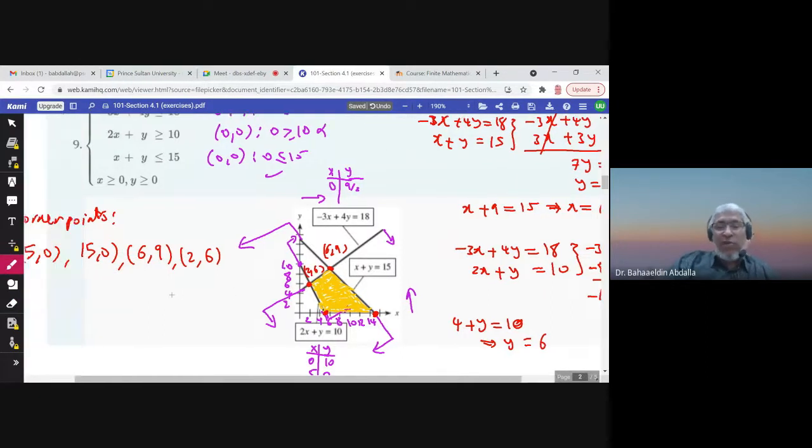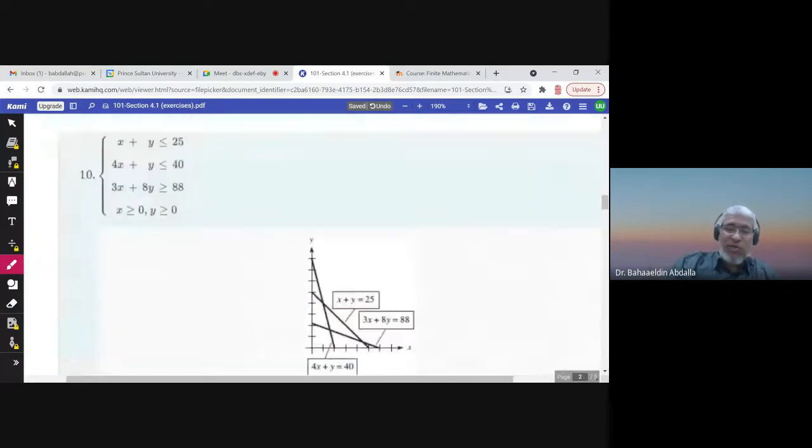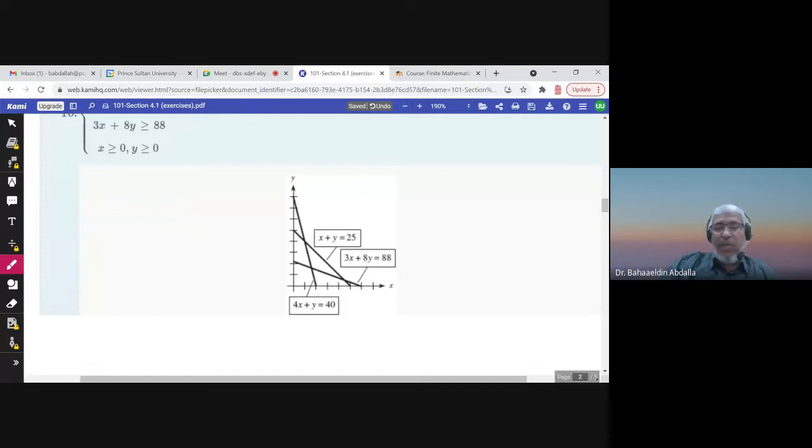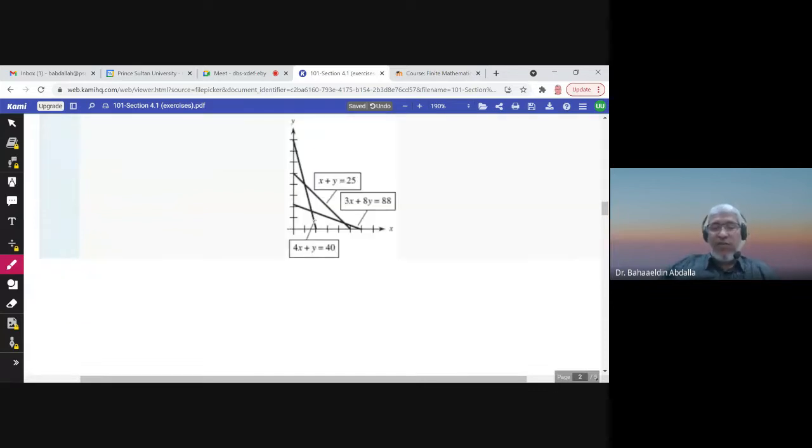So we found the region and the corner points. Another example, similarly. First we learned how to do it. I start by graphing this line for x plus y equals 40 to find the coordinates of this point. So if x is 0, y is 40, so this is 40. And if y is 0, x is 10, so this is 10.